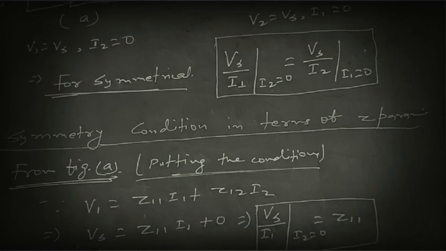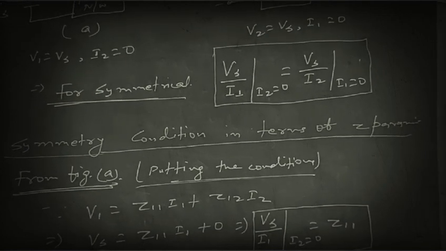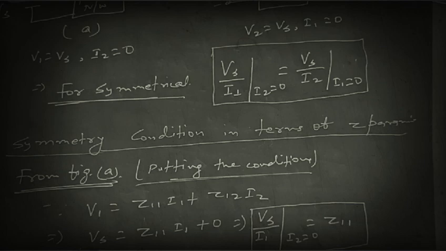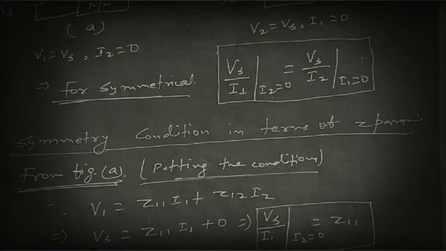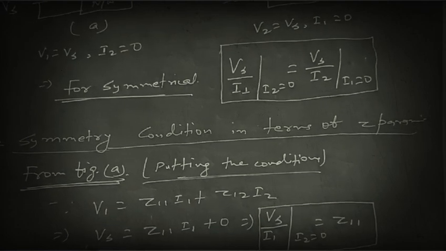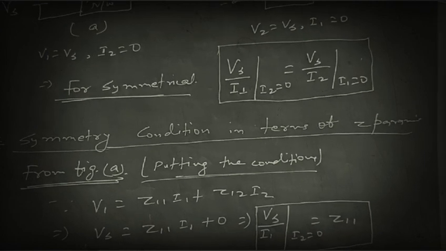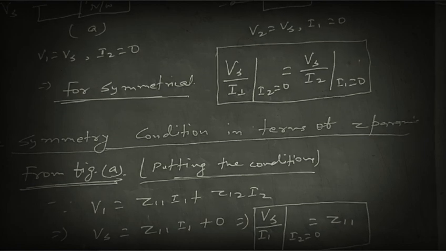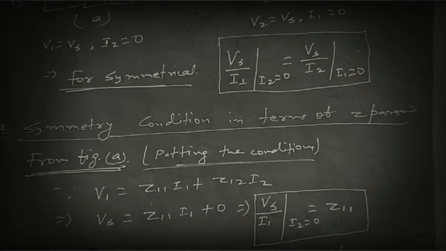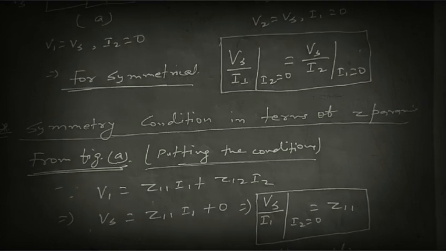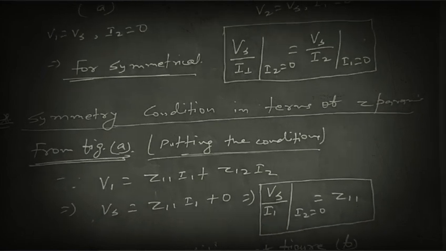So let's start from Z parameters. So we'll put the conditions, that is V1 equal to Vs, I2 equal to 0. Similarly, we'll put the conditions V2 equal to Vs and I1 equal to 0 in the equations of Z parameters. From here we get V1 equal to Z11 into I1 plus Z12 into I2. So instead of V1 we'll write Vs. So Vs will be equal to Z11 into I1 plus Z12 into I2, the value of I2 is 0, so here it will be 0. From here we get Vs by I1 at I2 equal to 0 is equal to Z11.